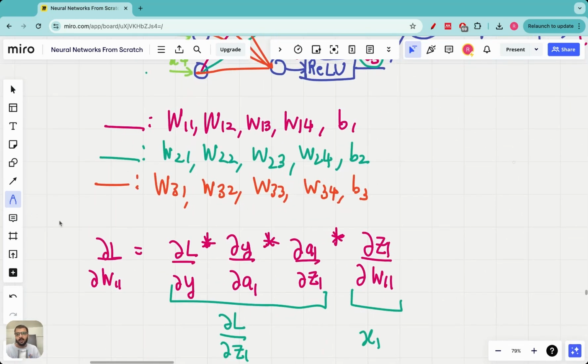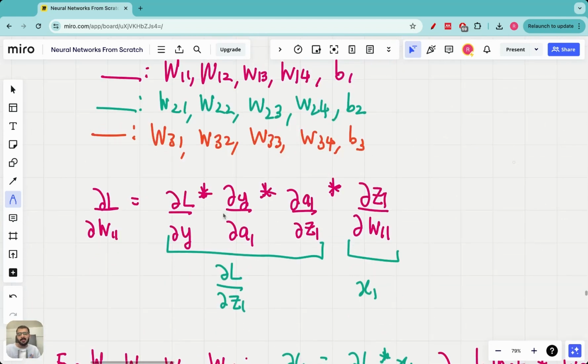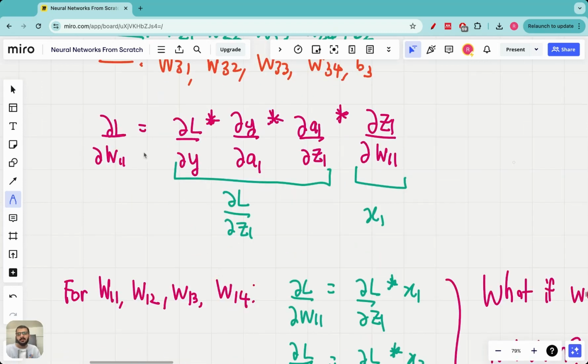So the partial derivative of loss with respect to W11 is the partial derivative of loss with respect to Y, multiplied by the partial derivative of Y with respect to A1, multiplied by the partial derivative of A1 with respect to Z1, and multiplied by the partial derivative of Z1 with respect to W11. Now for the sake of this lecture, I am going to take the first three terms together as the partial derivative of L with respect to Z1. Then the partial derivative of loss with respect to W11 is just the partial derivative of loss with respect to Z1 multiplied by the partial derivative of Z1 with respect to W11.